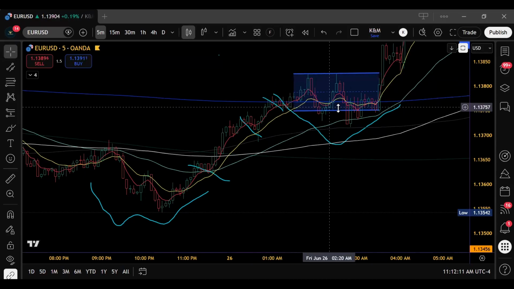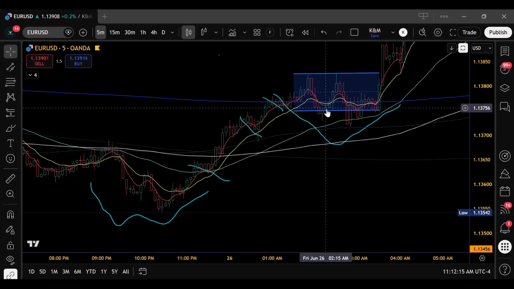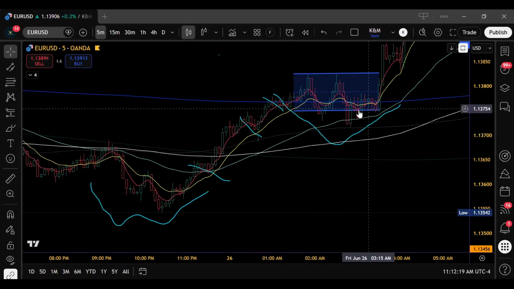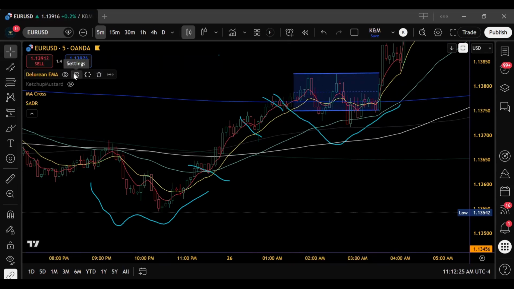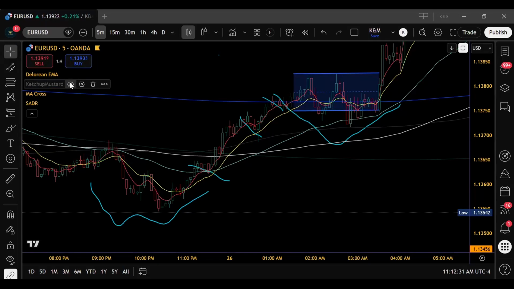And it went into heavy consolidation. But on the 5-minute chart, we got the water on the bottom. And every time this ketchup and mustard crosses up, we can get back in for those buys. The scanner would have showed that for the lower time frame, we'd have had those buys coming in.